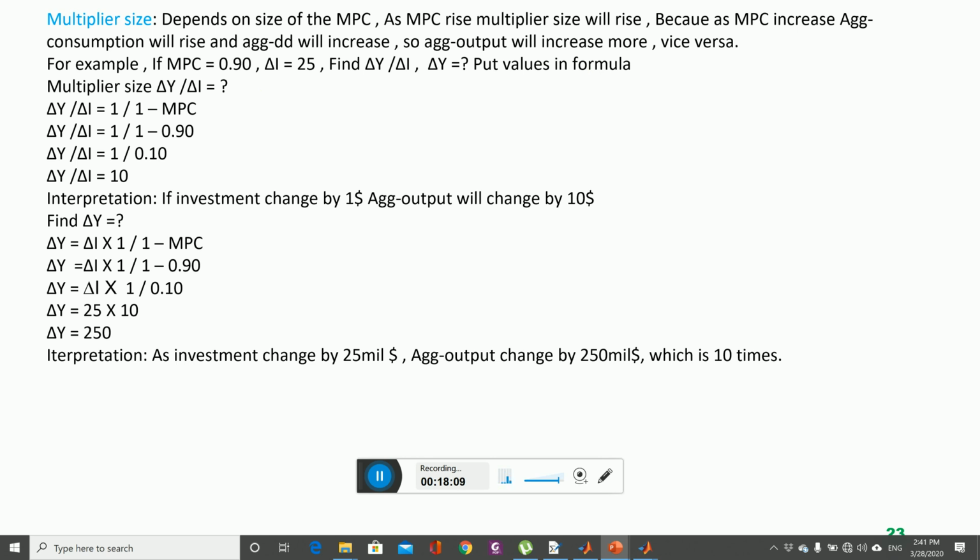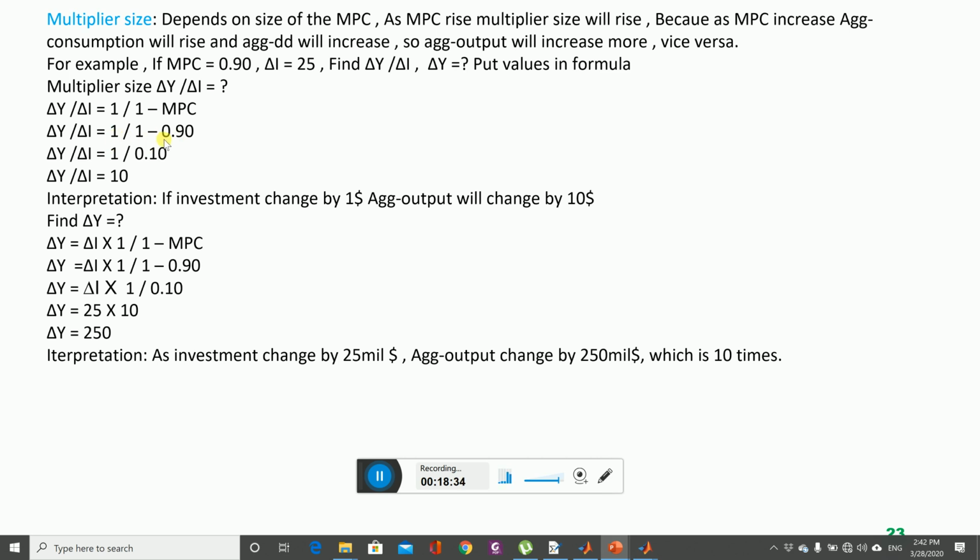MPC rises from 0.75 to 0.90. It means out of $1, $0.90 people are consuming and the rest people are saving. So multiplier size is this: delta Y over delta I. This is the formulation: 1 over 1 minus MPC. We put the values.